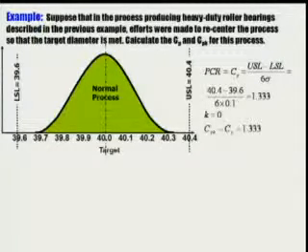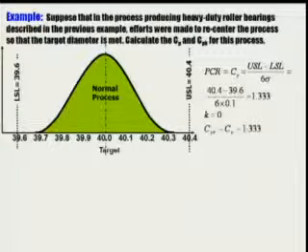Very good. Here is another example. Suppose that in the process producing the heavy-duty roller bearings described in the previous examples, efforts were made to recenter the process. So we're going to take the center of the process back to 40. Well, in this case, the CP will be upper spec minus lower spec divided by 6 sigma, which is great. That's not going to make a difference because the CP does not account for the shift in the target. But the K here will be 0. Why? Because the target value minus the actual mu is now 0.